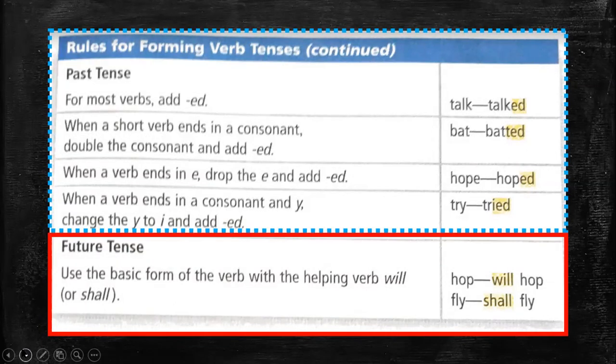So there are 1, 2, 3, 4 rules when forming the past. So we've already talked about the present, and we know that the present has a close relationship with the subject. Now we're going to focus on the past tense, and the good thing about the past tense is that the past tense doesn't really care about the subject, okay? So we don't have to worry about the subject, but we do have to worry about how to form the past tense correctly, okay? So to do that, there are 4 rules.